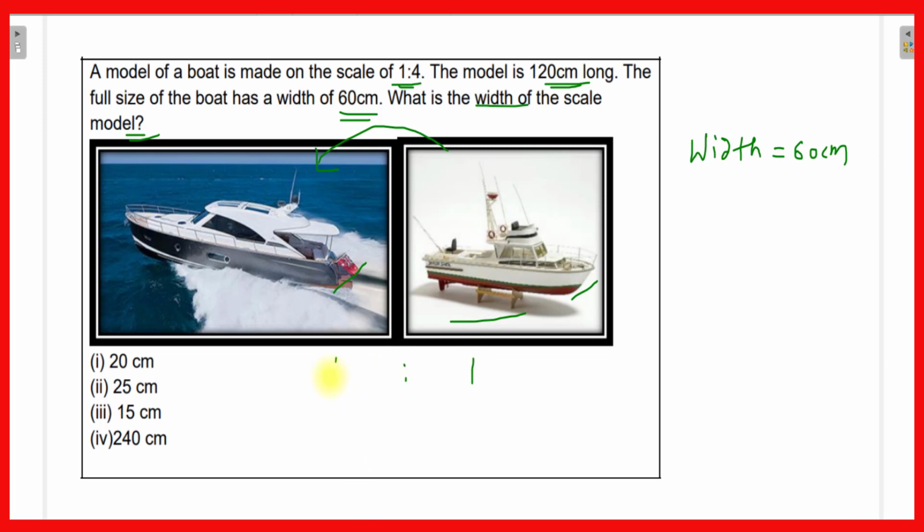Correct? It is 1 is to 4. Meaning if you divide the width of the original structure by 4, you will get the width of the model structure. The width of the original is 60. If you divide it by 4, 4 ones are 4, 4 fifteens are 60, and therefore the correct option will be 15 centimeter. It's so simple.